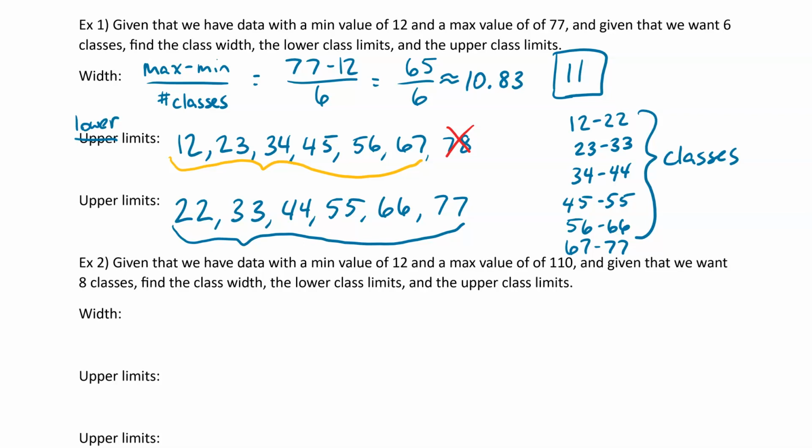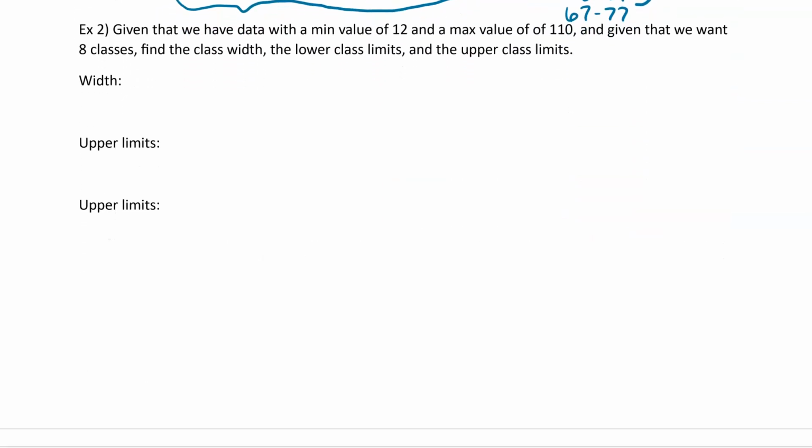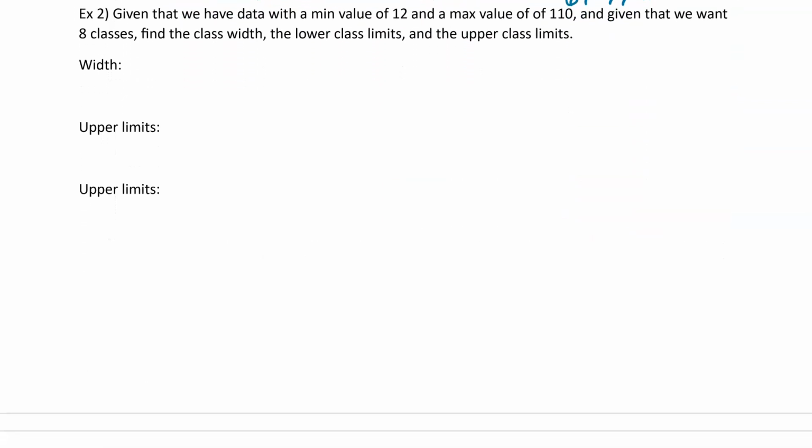All right, so let's try that one more time. Example 2. Given that we have data with a min value of 12 and a max value of 110, and given that we want 8 classes, find the class width, the lower class limits, and the upper class limits. Once again, that one should have said lower.